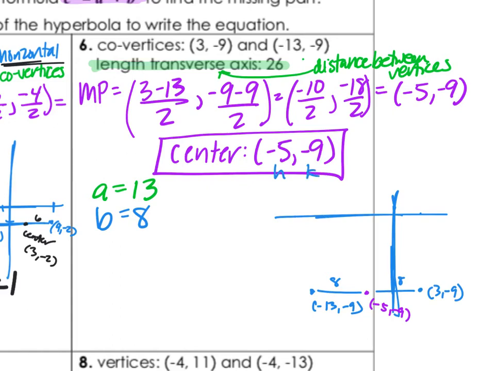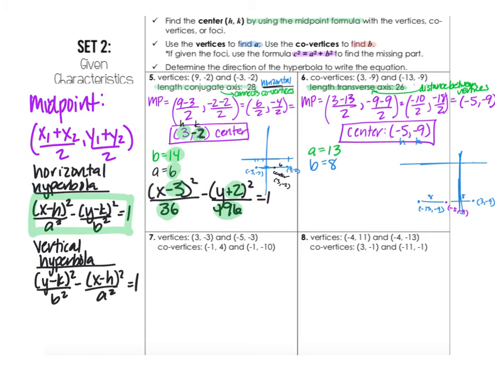So a is 13, b is 8, and we can now return to our hyperbola formula. We still have to figure out whether this is horizontal or vertical. So notice how my co-vertices are horizontal, which would imply that my vertices must be vertical. So this would have to be a vertical hyperbola.